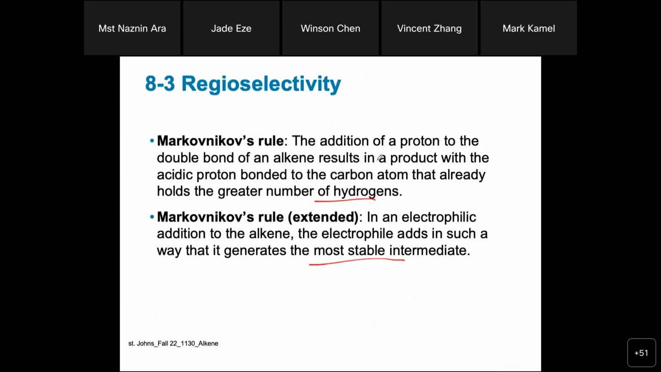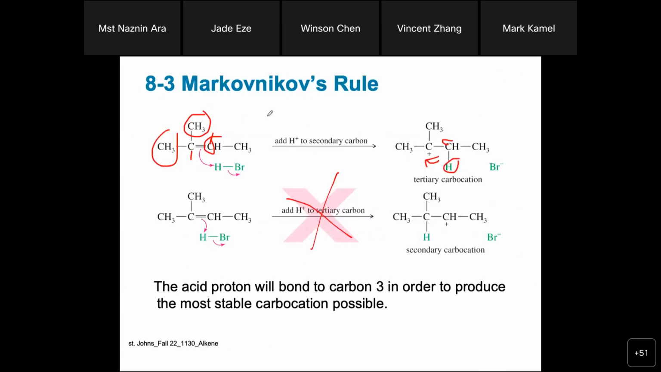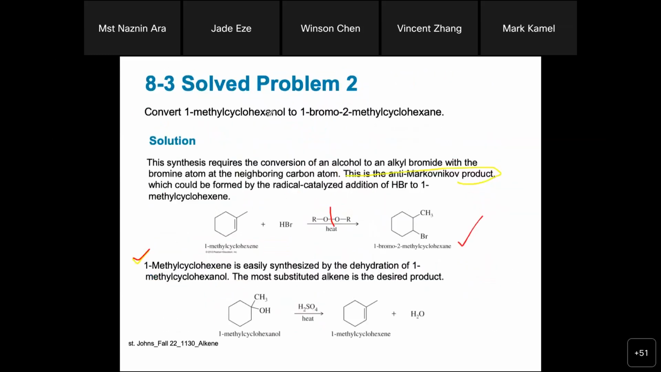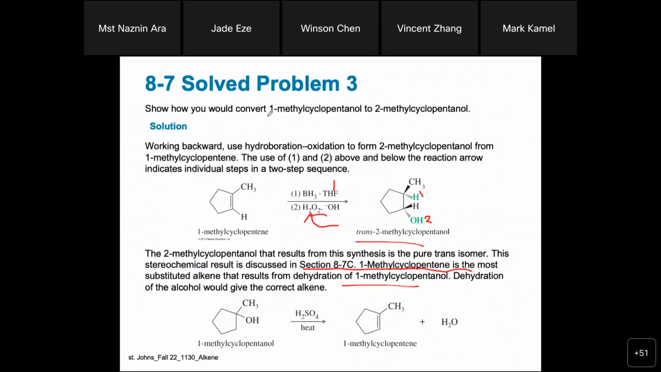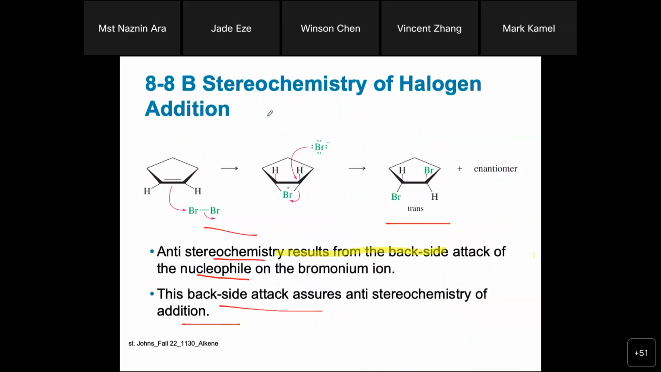Since in the protonation step, the hydrogen or proton will add to the carbon with more hydrogens or the less stable carbon, and this is selective. That's why this kind of reaction is called a regioselective reaction or regioselectivity. Okay, this one I forgot to mention. Now let's go back to, yeah, we are, yes, we are here.